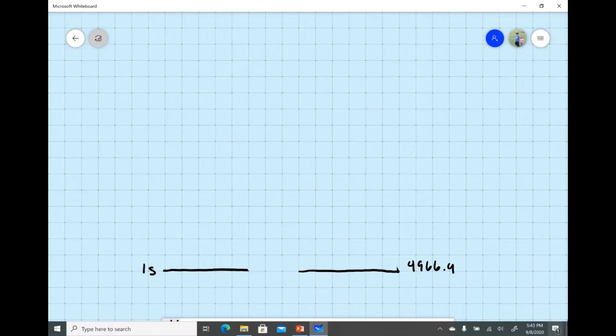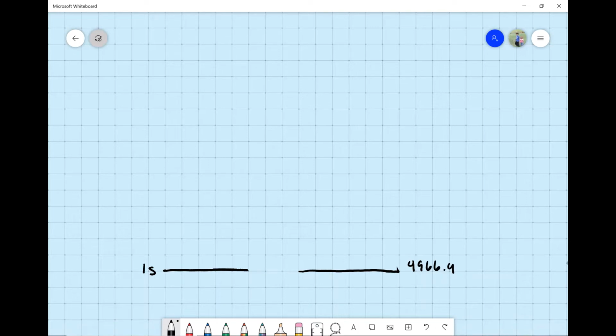4966.4, and let's see how high I end up getting, thinking ahead. This is energy in electron volts, and this 1s actually corresponds with K. So the K shell is the 1s shell. It's pretty straightforward. K is the innermost shell, corresponding with our 1s orbital. Where things get a little blurred, so to speak, is when you go any higher.